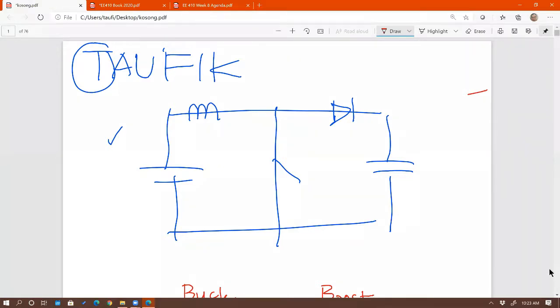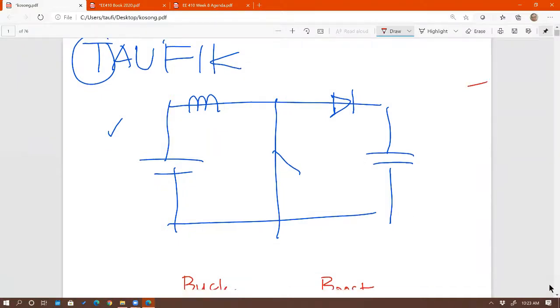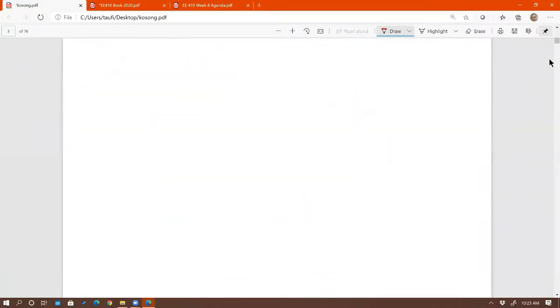Buck boost is a combination of a buck and boost. The input looks like a buck right there, right? Has a switch. What is it? Oh, come on.